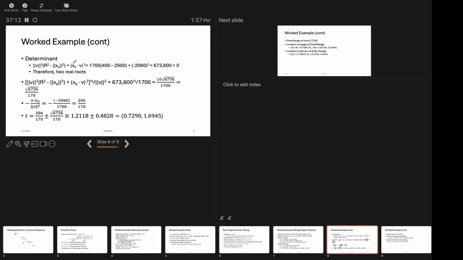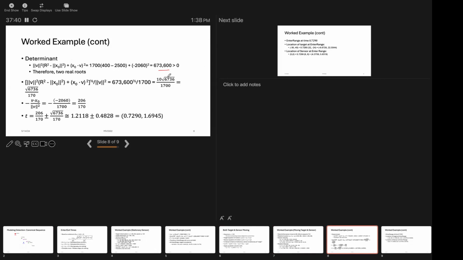Okay, so let's look at the determinant. Again, that's that magnitude of the velocity squared. So we plug in the relative values into the same equation. So again, we haven't done any more work other than the necessary work, which was to find the relative ones. So we plug all that in. Again, we get a positive one, which means we're going to have two real roots.